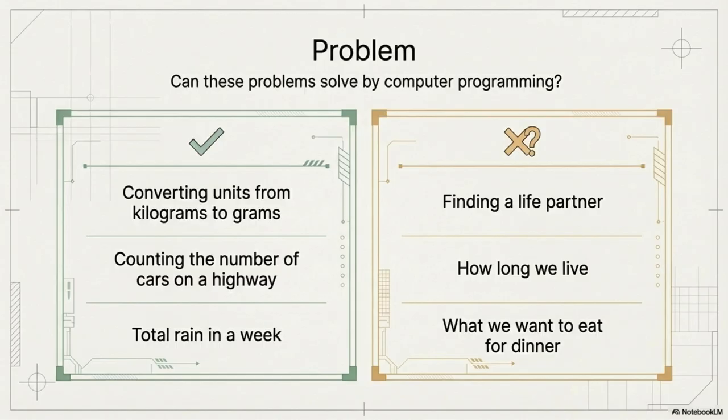Unit conversion is another example that computers are also good at. They can convert kilograms to grams. They can also do data tracking, counting cars on a highway, or even calculating total rain in a week.